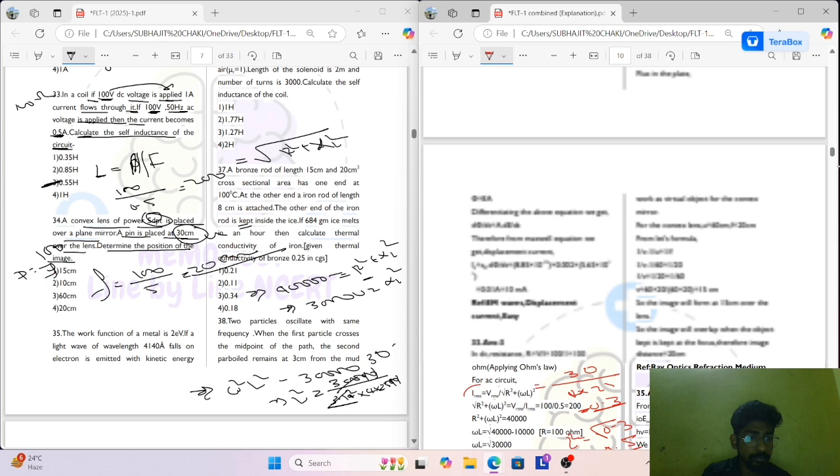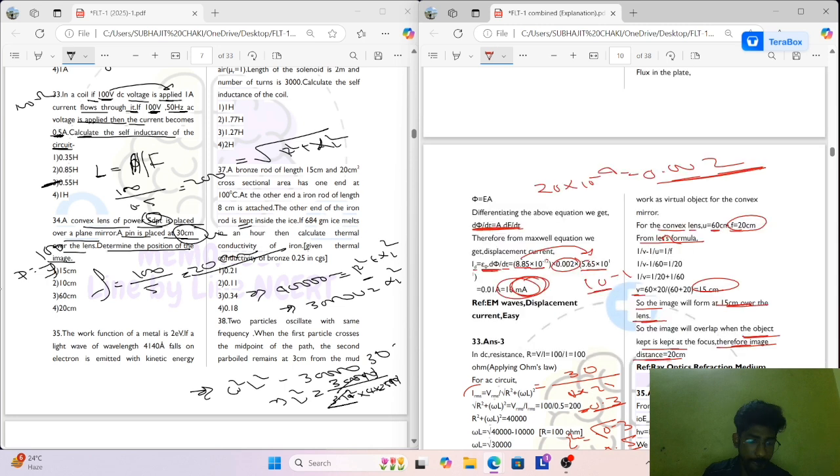Now what we can say? If the object is kept at the focus at 15 centimeter, we already got that f is equal to 20. If the image forms at 15 centimeter over the lens, the images will overlap, and you will not get separate images from the lens and from the plane mirror. So the image will be formed at the focus point of the convex lens. Therefore the position of the image will be at 20 centimeters.